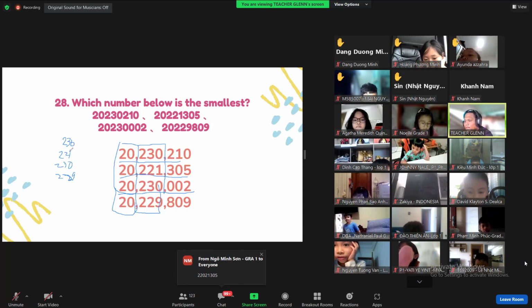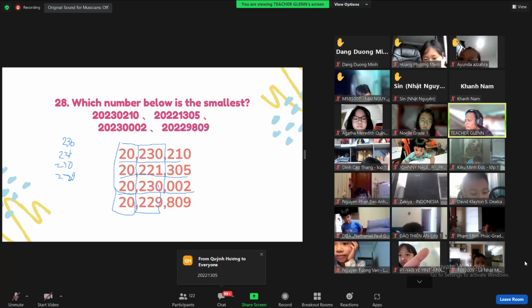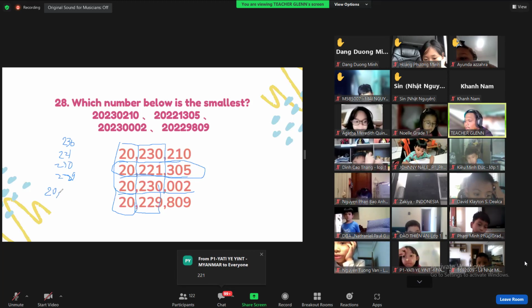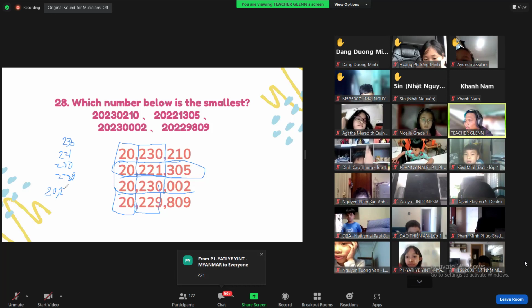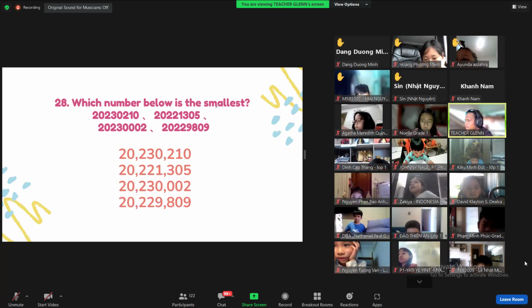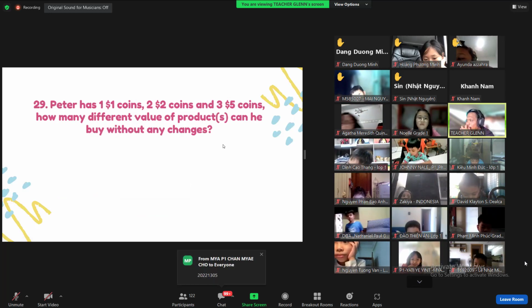So among these numbers, what is the smallest? The smallest is 221, which means that the smallest number among the four is this one. So the answer is 20211305. Okay? Did everyone get it correct? Let's proceed to number 29.